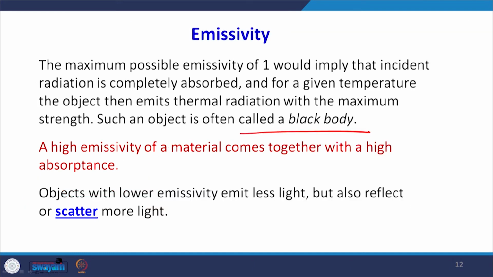So high emissivity comes together with a high absorptance value. Higher absorptance means the object would appear darker to us when we are talking of images. An object with lesser emissivity emits less light or scatters more light. So that concept is what we are now using in remote sensing data analysis.